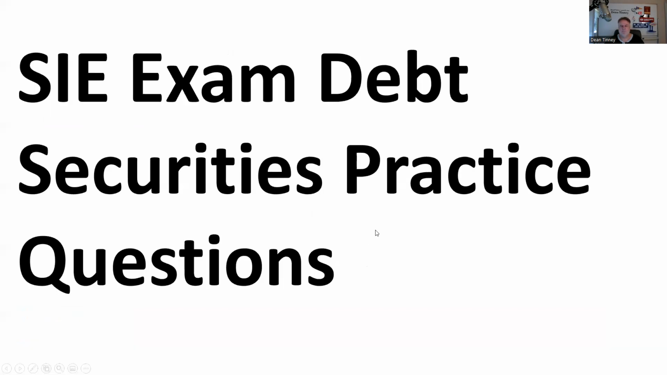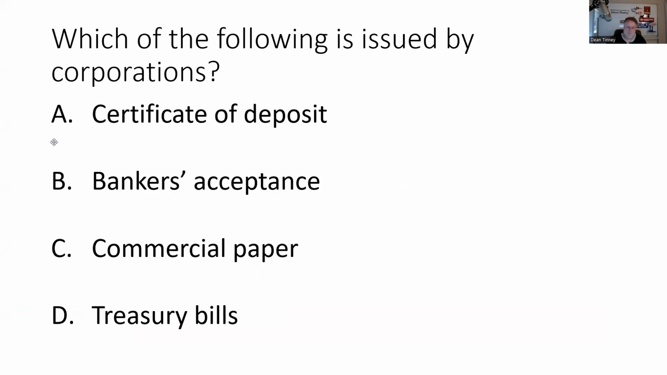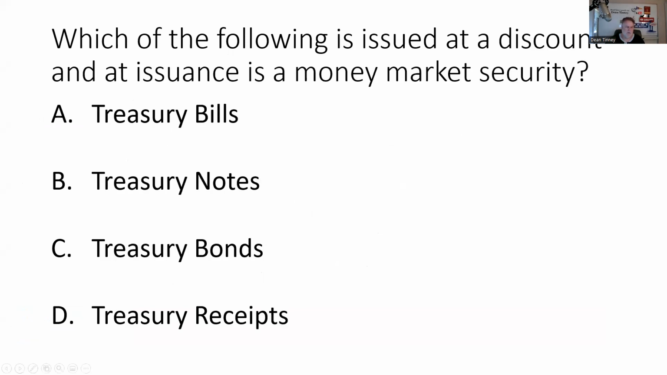Slideshow from the beginning. All right, which of the following is issued at a discount and at issuance is a money market security? Now, the reason I added the "at issuance" as a money market security is I didn't want to even have you cloud your mind that this is potentially a treasury receipt or strip, right? So that's why I just added that phraseology to it. And you should definitely know treasury bills. Treasury bills are going to be issued at a discount, and they trade at a discount as well. And so the answer there is A.